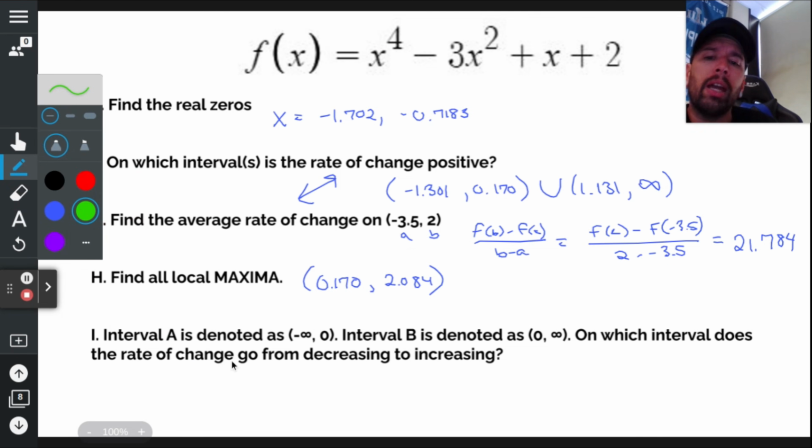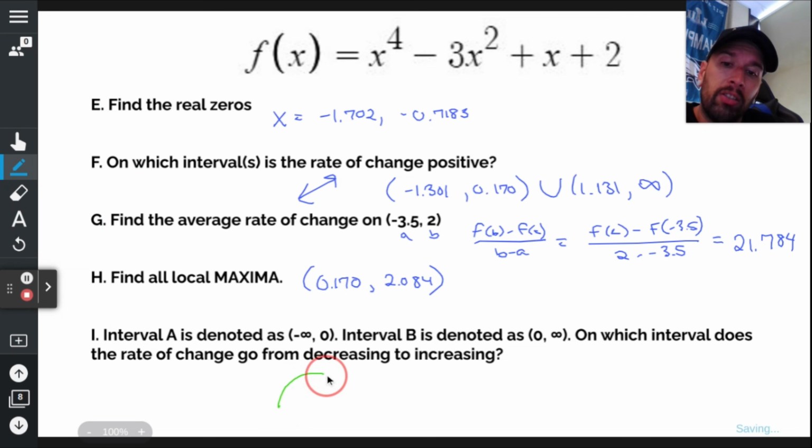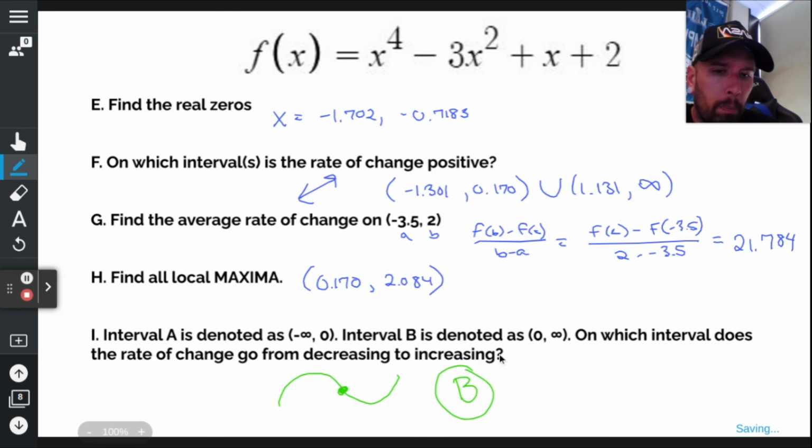So a rate of change going from decreasing to increasing represents, this is a decreasing rate of change, and this represents an increasing rate of change. As I said, we care about where the inflection point is. And the inflection point happened to the right side of the y-axis, so interval B seems to be my guy.